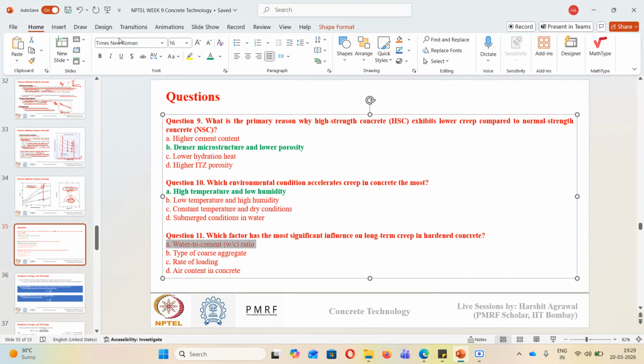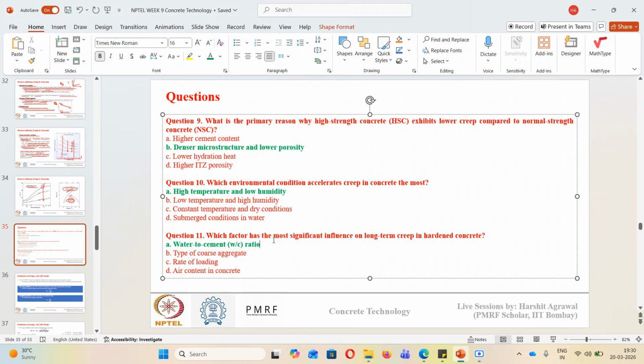The correct answer is A, W by C ratio. How? A higher W by C ratio will increase the porosity in concrete, and this will lead to higher creep because now there is more water, more moisture inside concrete. So under an applied load, the moisture movement will be increased, and the paste structure will be weakened. So my creep effect will be more.